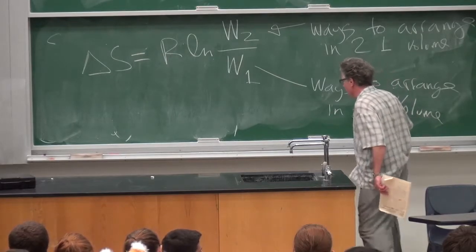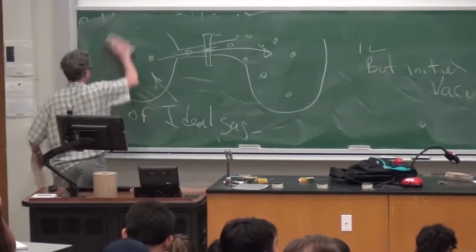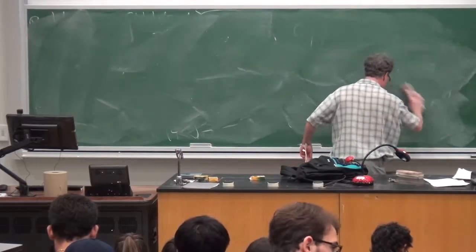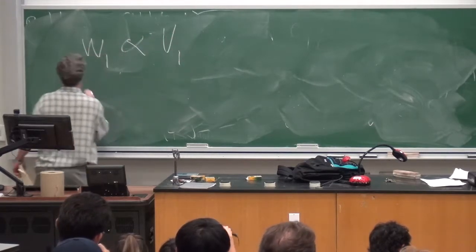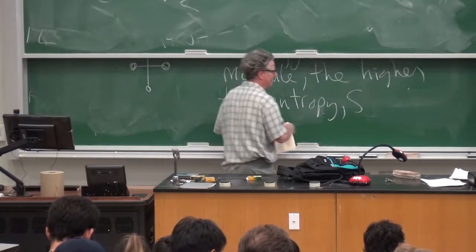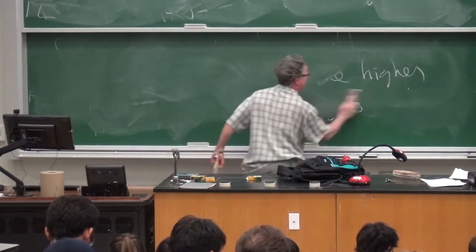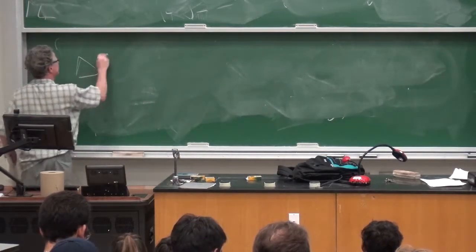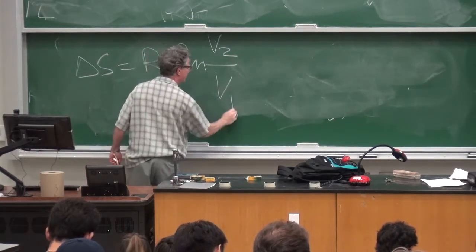And so what you learn, and this will be the final thing I say today, what you learn is that W1 is proportional to V1, and W2 is proportional to V2. And then here's a very simple and powerful equation that allows you to calculate exactly that entropy change. It is delta S for that process is R log V2 divided by V1.